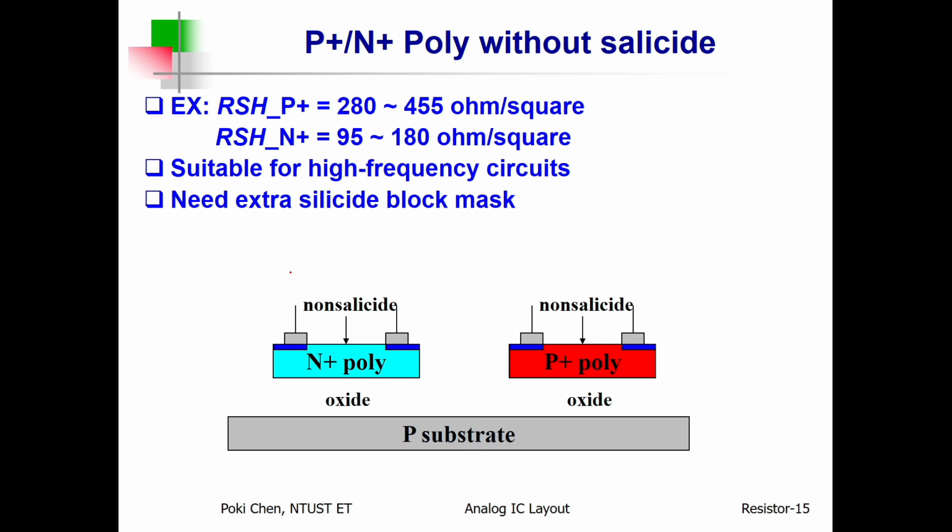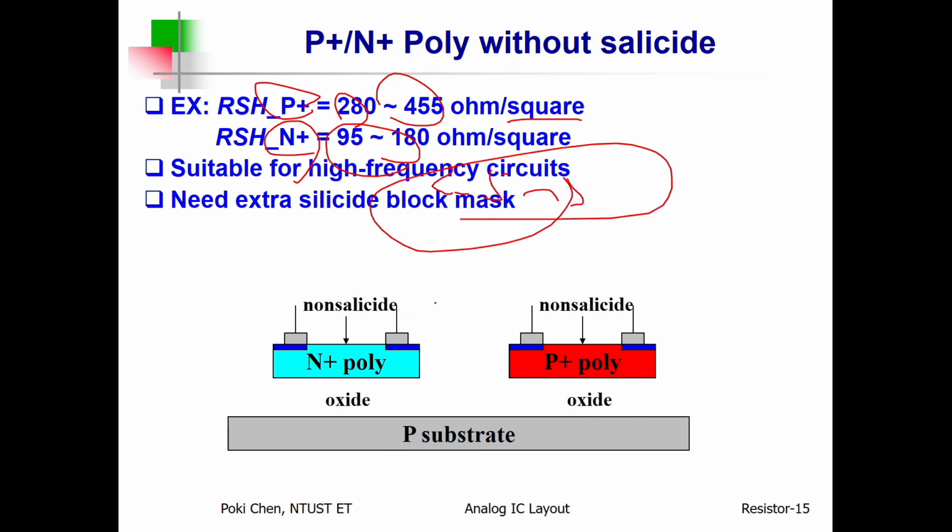So N plus or P plus poly without silicide or with silicide, you can see for P plus, it is around 200 to 400 ohms per square, and for N plus, according to its higher diffusivity, sorry, for N type, the mobility is 2.5 to 3 times higher than P type, so the resistance is reduced by the same amount. That's it. Okay, for your reference.